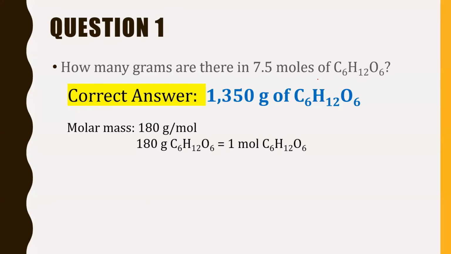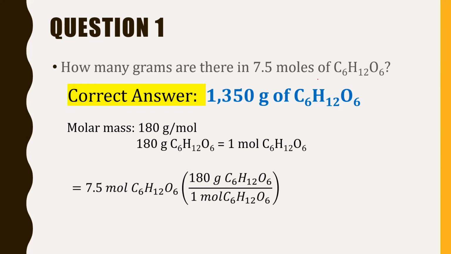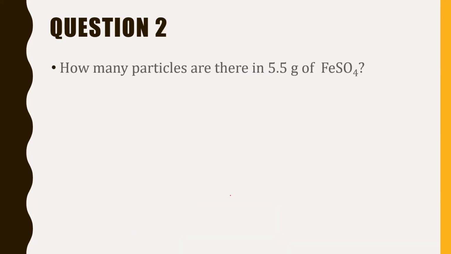Remember that the molar mass of sugar, let's check it, is 180 grams per mole. Ibig sabihin, 180 grams of C6H12O6 has every 1 mole of that. Ang given ay 7.5 moles. Ibig sabihin, imu-multiply natin siya sa molar mass. Na-cancel natin yung mole at yung isa, grams lang ang maiiwan. Here, so 7.5 times 180 is 1,350 grams. Kuha. Now, second question. So, how many particles are there in 5.5 grams of ferrous sulfate?